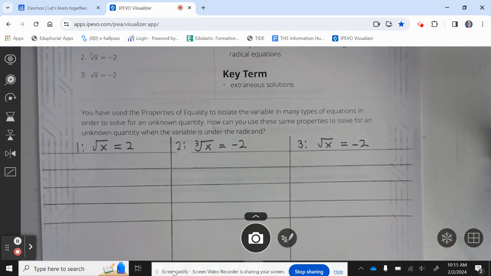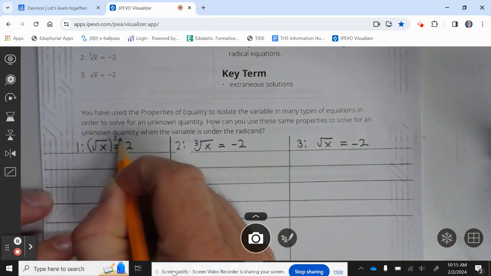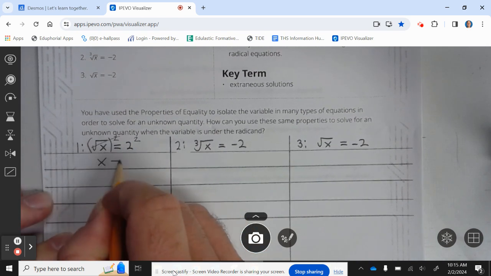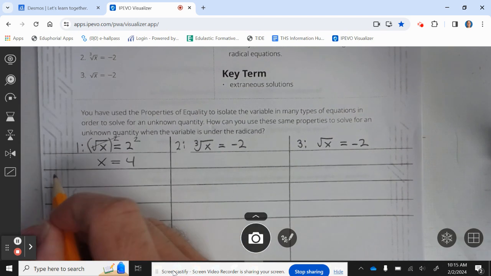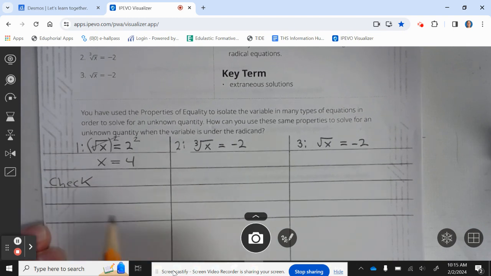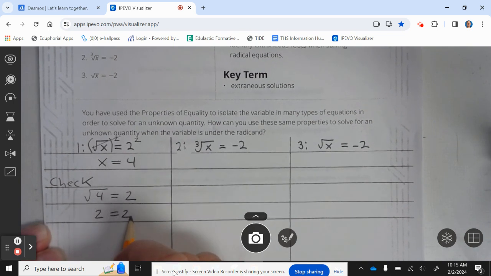Okay, so let's take a look at 1. We're going to square both sides. Square cancels the square root, so you're left with x equals 2 squared, which is 4. Now let's go ahead and check to see if that's a valid solution. So the square root of 4 equals 2. Well, the square root of 4 is 2. 2 equals 2, so this checks.